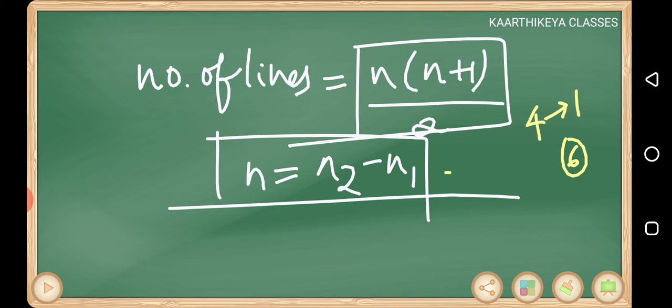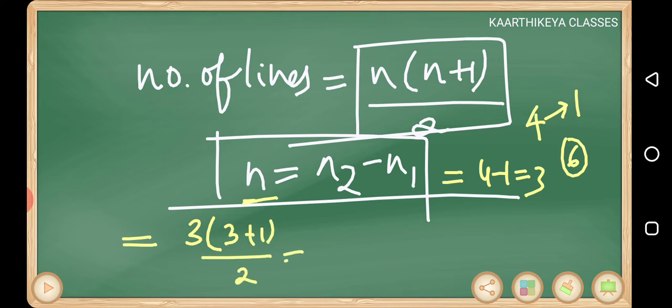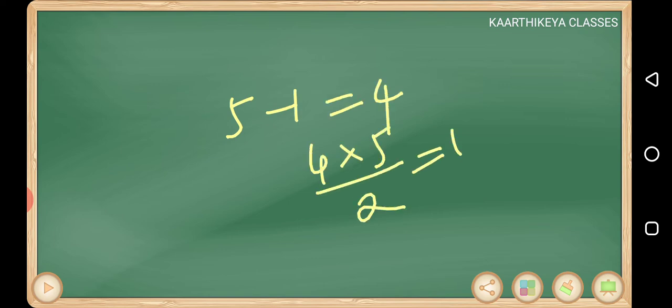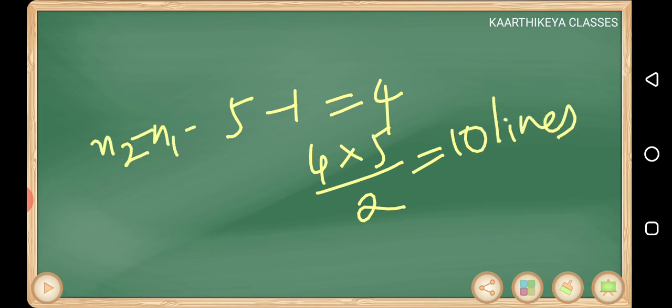So n is equal to n2 minus n1, that means 4 minus 1, which is equal to 3. N value is 3. Number of lines is equal to n into n plus 1 by 2, 3 into 3 plus 1 by 2, means 3 into 4 by 2, which means 6. Okay, so this formula you can use. For example, 5 to 1. Difference is 4, so 4 into 5 by 2, means 10 lines. First you write n2 minus n1, then you write n into n plus 1 by 2.